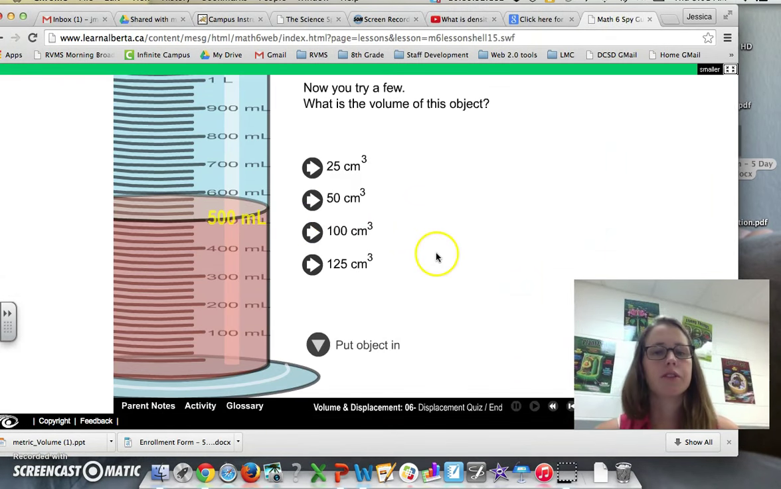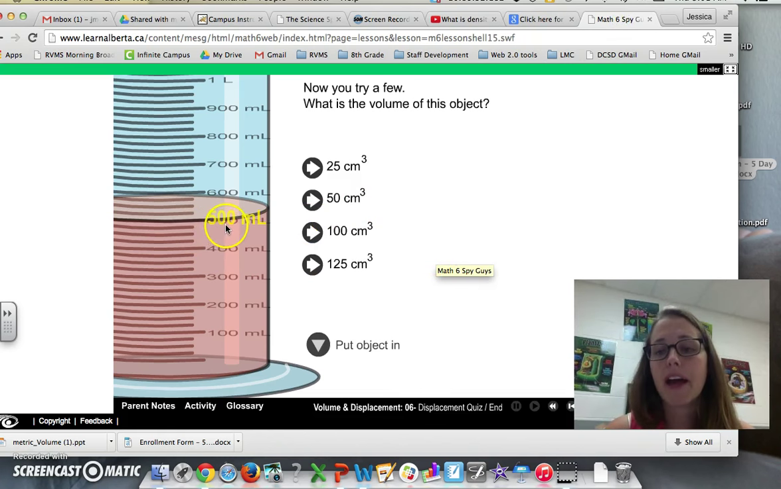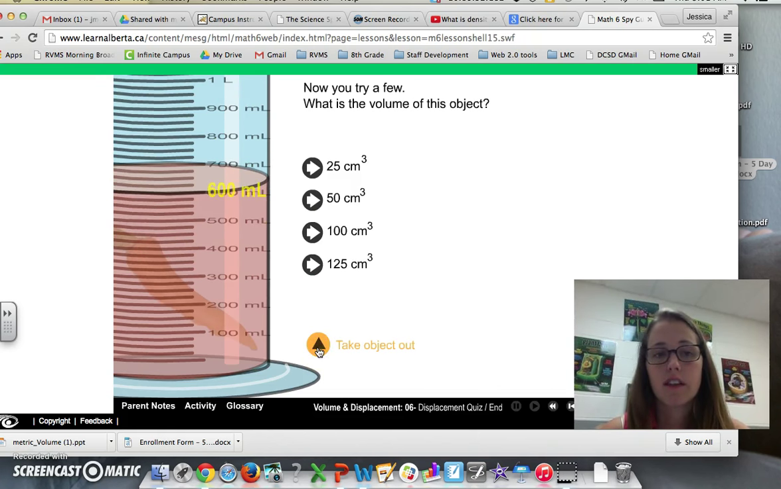Okay, so we're going to look at this and we're going to say, our volume before we start, without anything in the graduated cylinder, is 500 milliliters. Now, if we put an object in it, there it is. It looks like a carrot, a very irregularly shaped object, and it goes up to 600. So we take the after volume, which is 600, we subtract our before volume, which is 500, and we get that that carrot has a volume of 100 centimeters cubed.